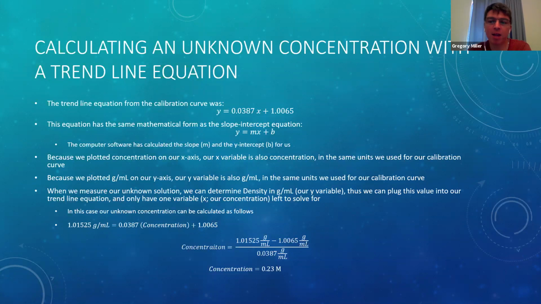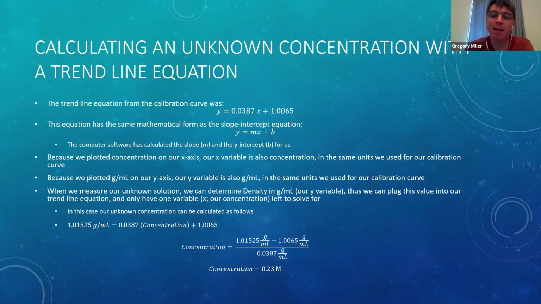Since we know the density of unknown 1, we can plug that in for y, solve for x, and get the concentration of our unknown. So that's what we're going to do. It's going to be y minus 1.0065 to move that over, then divide by 0.0387 to leave x by itself. Because x is by itself, we plug in all of the numbers: the density we had from unknown 1, this is our y-intercept that was provided to us by the trend line, and this is our slope provided by the trend line. We can calculate our concentration.